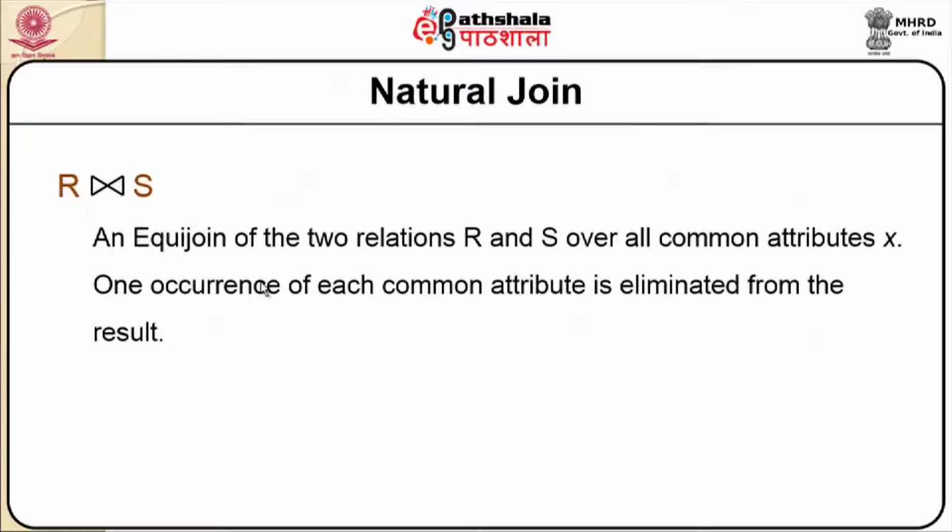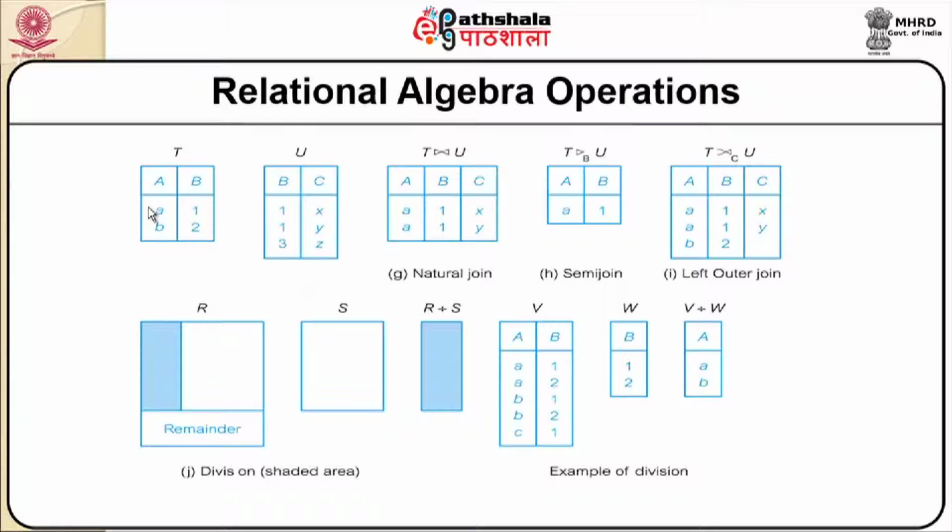The second join that we introduce is natural join, which happens between two relations R and S. An equi-join or a natural join of two relations R and S is over all common attributes X. One occurrence of each common attribute is eliminated from the result. So this does not have any duplicates.